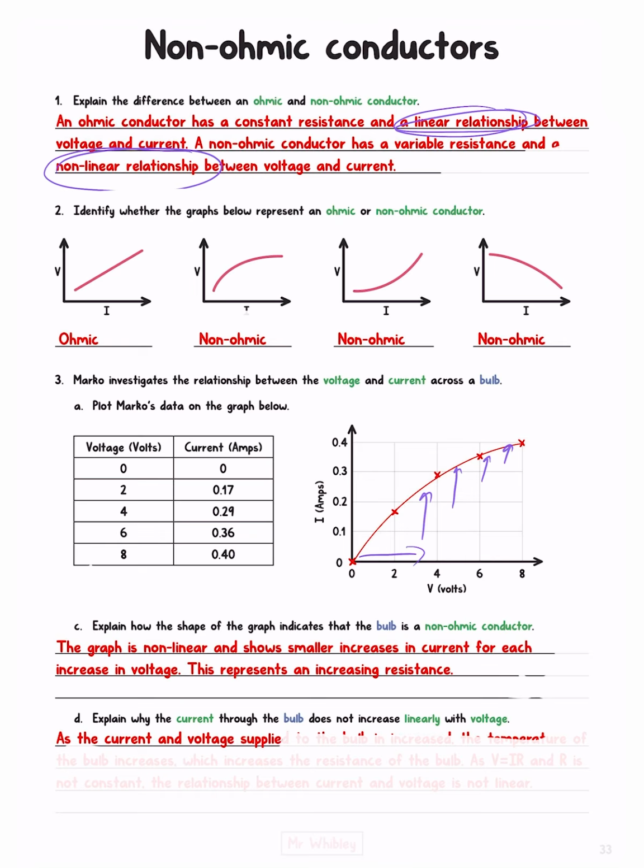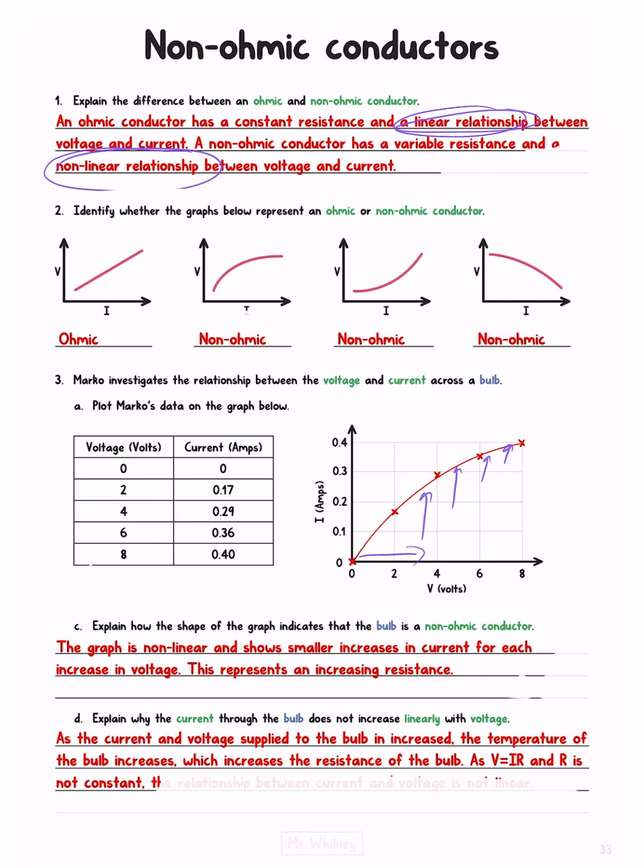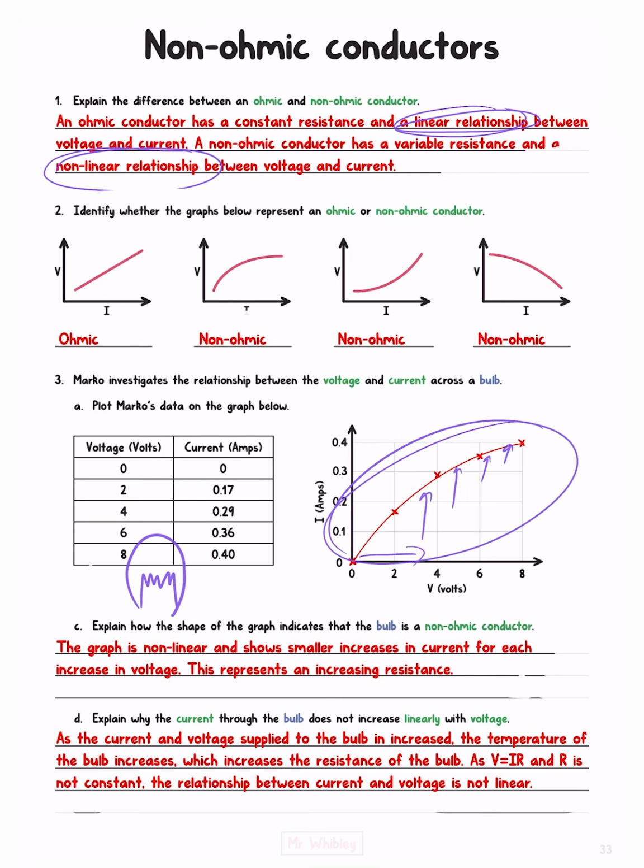As the current and voltage supplied to the bulb is increased, the temperature of the bulb increases, which increases the resistance of the bulb. As V is equal to IR and R is not constant, the relationship between current and voltage is not linear. And so a bulb is a classic example of a non-ohmic conductor. As our voltage increases and we try to pass an increasing current through the bulb, because this increases the temperature of the bulb, it also increases the resistance and makes it harder and harder for the current to pass through. And so, as we see in this graph here, we get smaller and smaller increases in current.